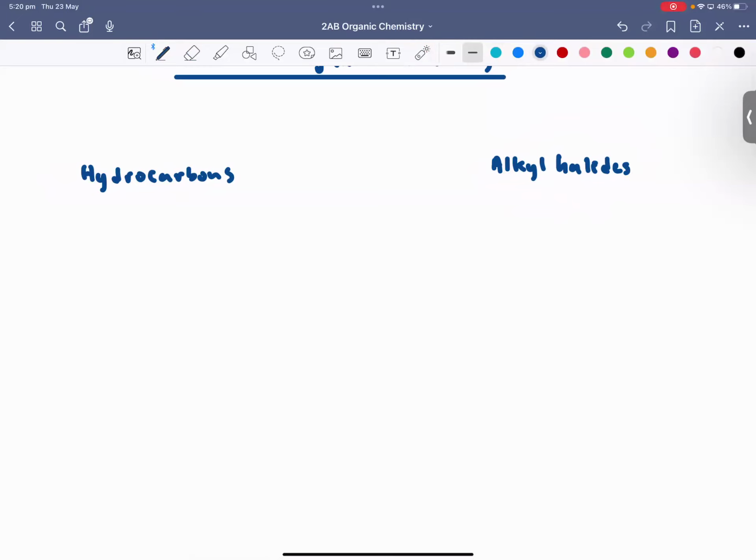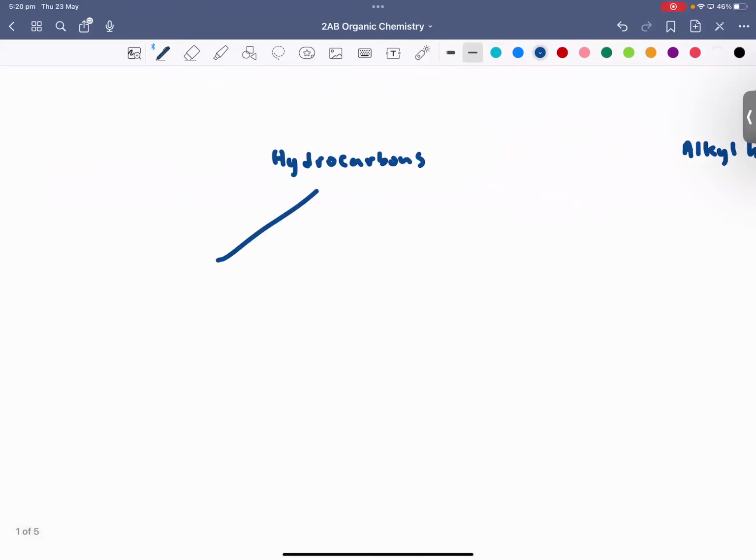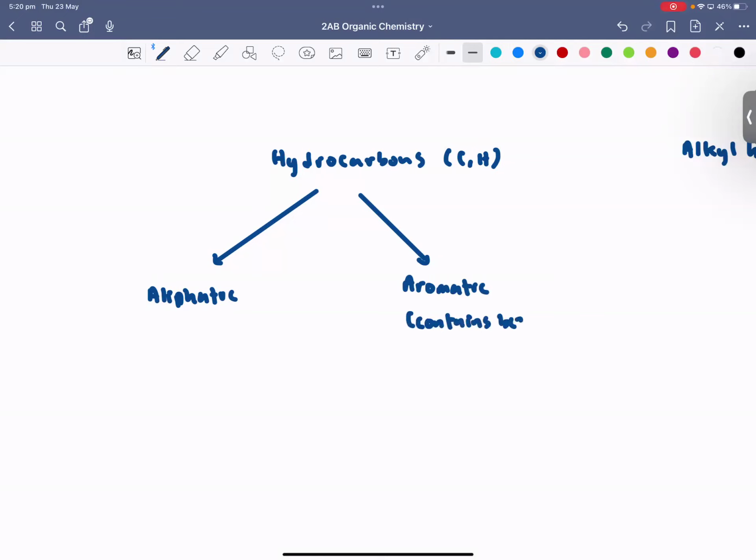All right, so for hydrocarbons, what are the classifications of hydrocarbons? Hydrocarbons means has C's, H's, and nothing else. Whereas in year 12 organic, we have O's and N's and other stuff, S's and whatnot in it, okay? So there are two types of hydrocarbons. There is aliphatic and there is aromatic. Aromatic simply means contains the benzene ring. Whereas aliphatic means that you don't have a benzene ring.